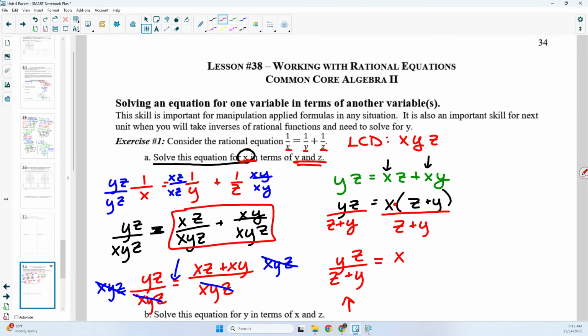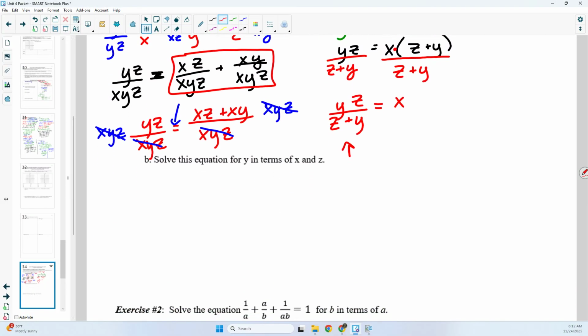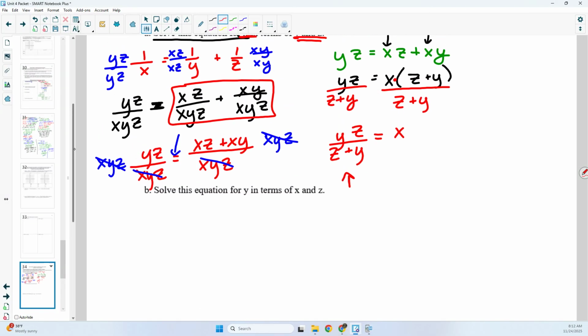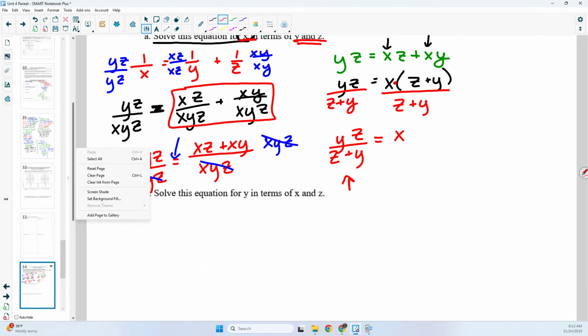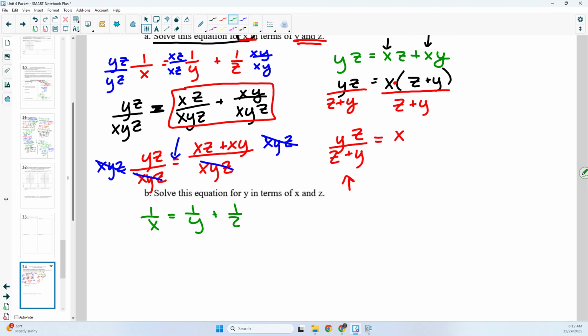So just to practice with that, we're going to take the same equation and just try to solve for a different variable. So now we're going to take that same equation and solve for y in terms of x and z. So I'm going to go back and get that equation. I'm going to do the beginning pretty quickly because those steps are going to be the same. So I see my equation, right, LCD, multiply by what's missing.